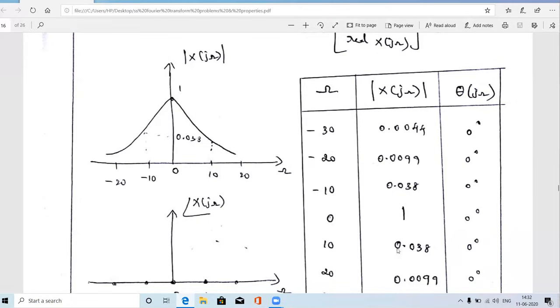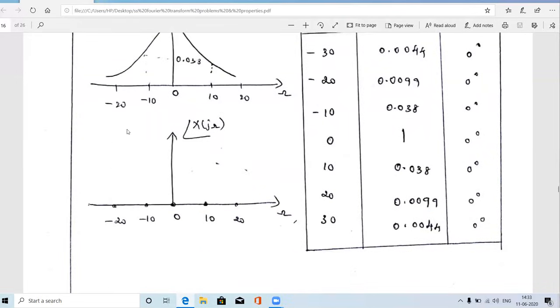Then for omega equal to 10, it is 0.038. So the amplitude decreases. Similarly, for minus 10, this value. For 20, it again decreases to 0.009. So you have to connect these points, and we will get the graph like this. So for the center frequency, zero frequency only, we get the maximum value 1. Whenever we increase the frequency, that magnitude decreases. This spectrum is said to be the amplitude spectrum or magnitude spectrum.